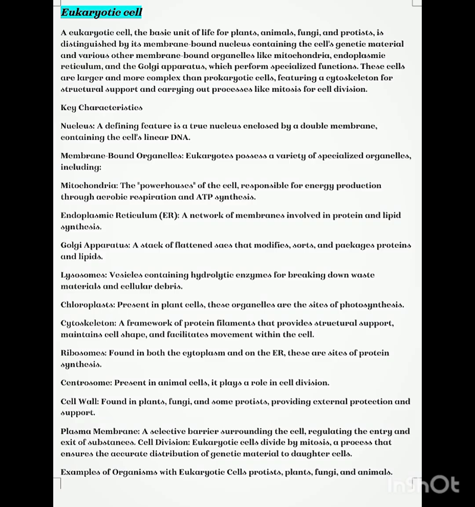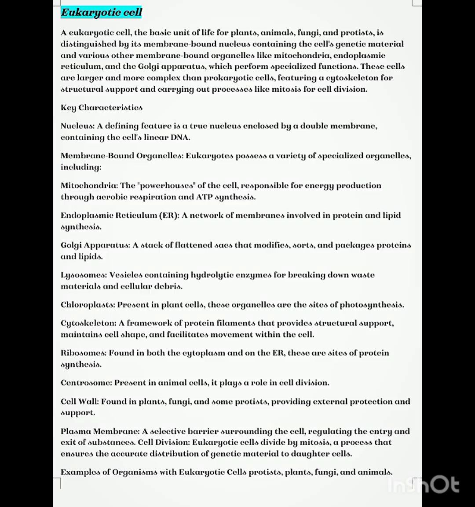Key characteristics. Nucleus. A defining feature is a true nucleus enclosed by a double membrane containing the cell's linear DNA. Membrane-bound organelles. Eukaryotes possess a variety of specialized organelles, including mitochondria, the powerhouses of the cell, responsible for energy production through aerobic respiration and ATP synthesis. Endoplasmic reticulum, ER, a network of membranes involved in protein and lipid synthesis. Golgi apparatus, a stack of flattened sacs that modifies, sorts, and packages proteins and lipids. Lysosomes, vesicles containing hydrolytic enzymes for breaking down waste materials and cellular debris.